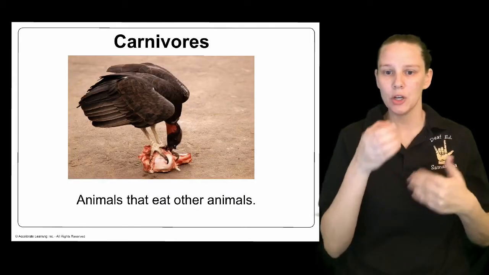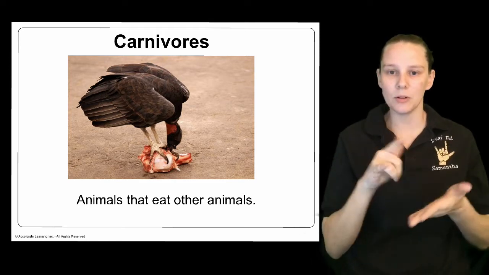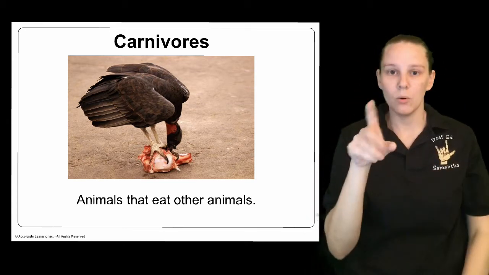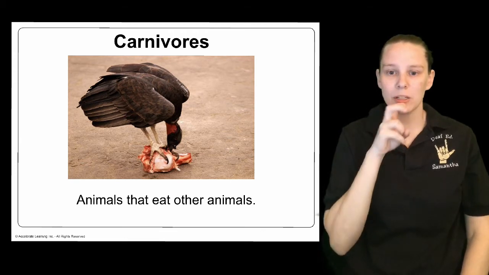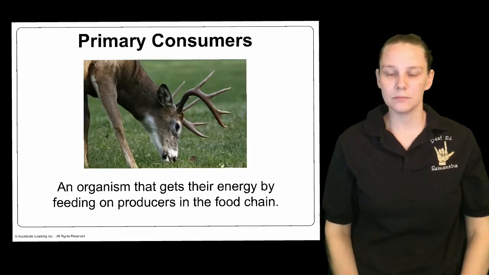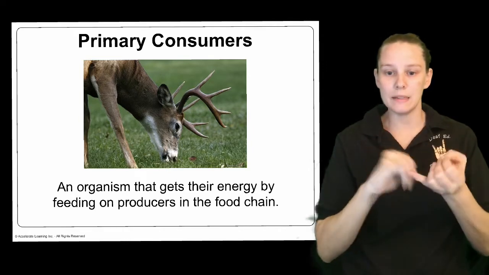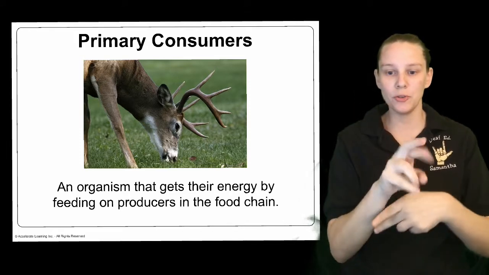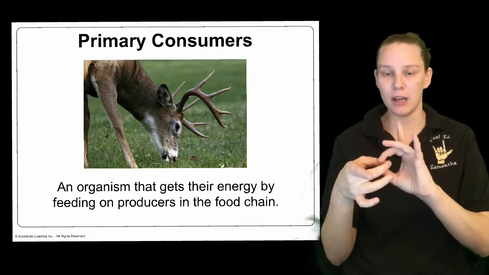Now we have carnivores. These are animals that eat other animals, like an owl or an eagle, or snakes or bears. A primary consumer is an organism that gets its food from eating plants or producers. These are the first in our food chain.